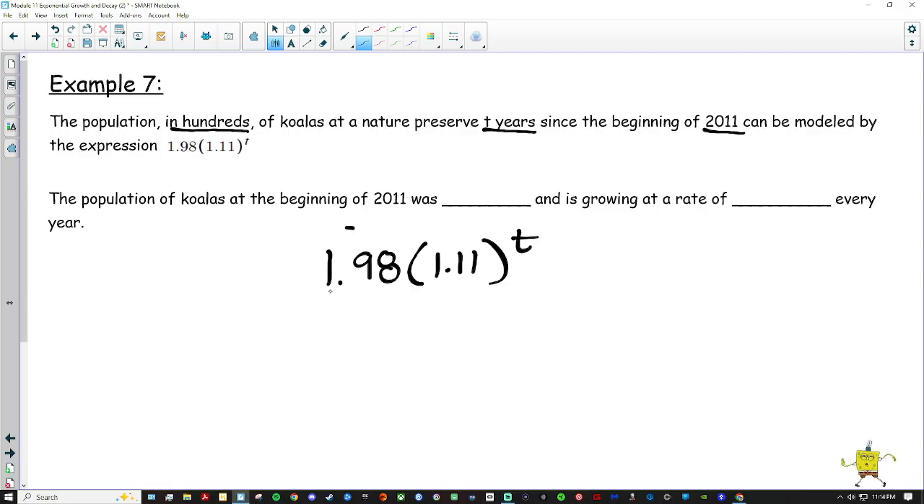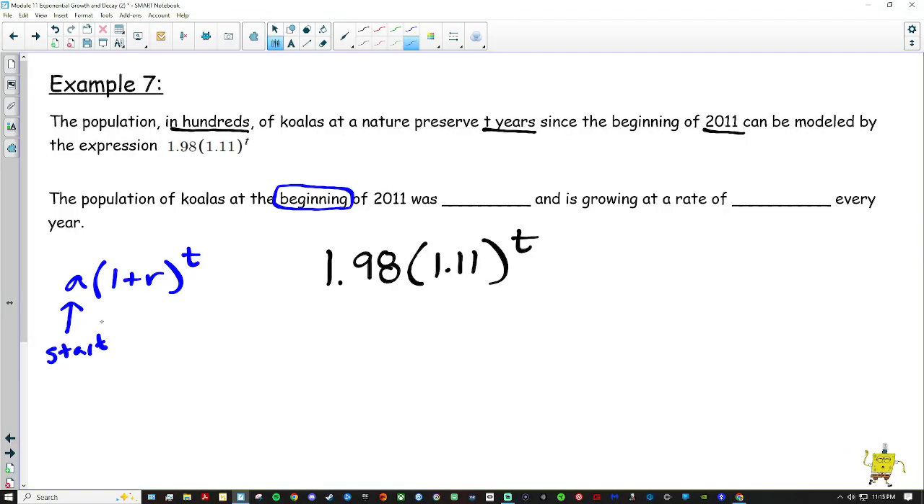Now, we can get a lot from here. So first, the problem is asking, the population of koalas at the beginning of 2011 was blank. Okay? The keyword here is the word beginning. What was the start? And we know our growth formula is A times 1 plus r to the power of t. A is the start, the initial amount. So our initial amount is right here, but here's where we have to be really careful.